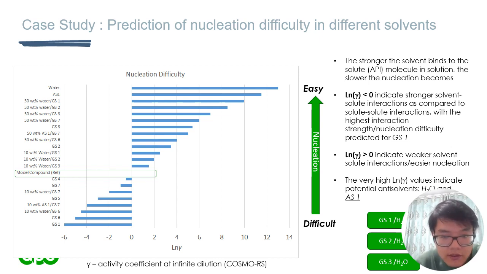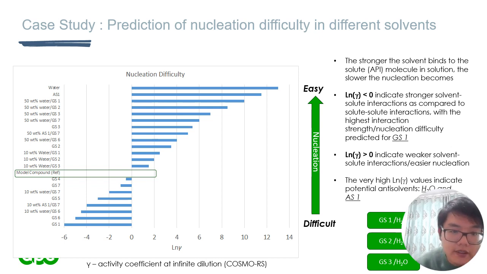In such a system, the nucleation is quite difficult. On the other hand, a larger activity coefficient, such as in water and antisolvent 1, would suggest a much stronger solute-solute interaction, and it's much easier to get nucleation in such a system. And for binary solvent mixtures, with an increase in water or anti-solvent, the nucleation difficulty was eased. Even though water and antisolvent 1 exhibit the highest nucleation propensity, due to their limited solubility, binary solvent mixtures were employed.